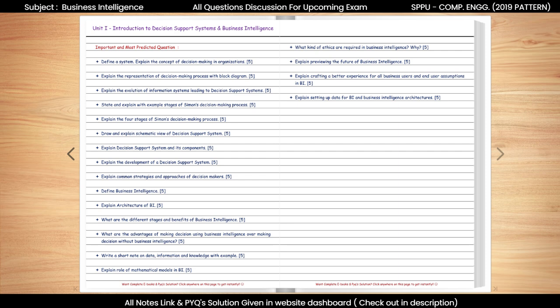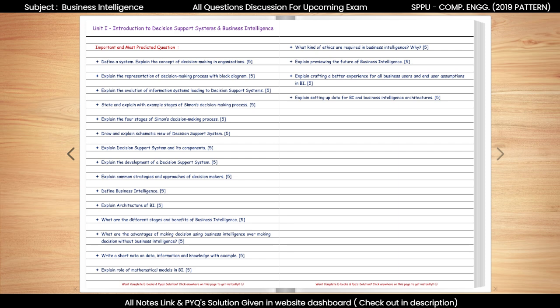Now, let us move on to our next important topic, stages and benefits of business intelligence. From this topic, we can expect questions such as, what are the different stages and benefits of business intelligence? Business intelligence stages include data collection, integration, analysis, and visualization. Benefits include improved decision quality, faster response time, better forecasting, and competitive advantage.